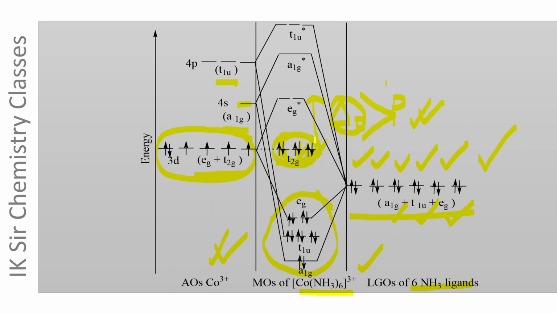Its magnetic moment is lower than free cobalt 3+ ion, and hence [Co(NH3)6]3+ is a low spin complex having fewer number of unpaired electrons than in free metal ion.